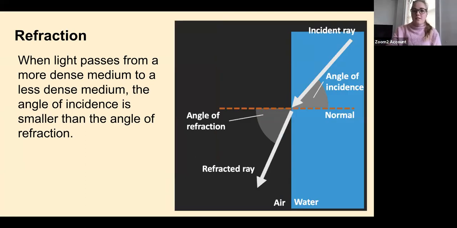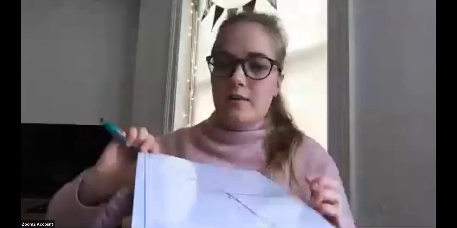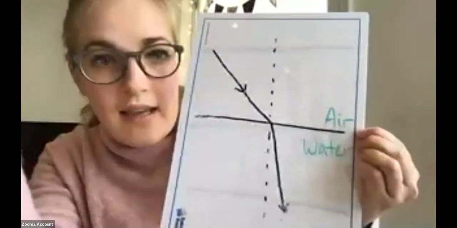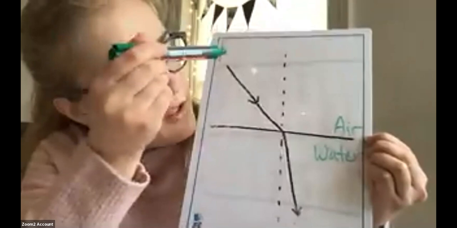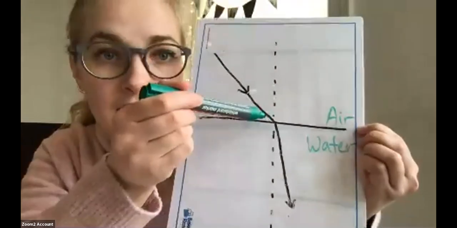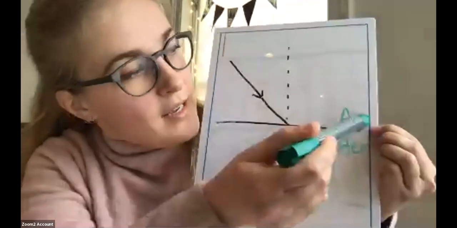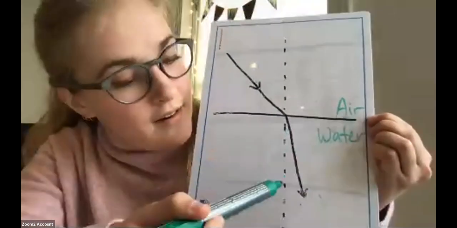But when light passes from a more dense medium to a less dense medium, the angle of incidence is smaller than the angle of refraction. I'm actually going to just stop sharing my screen again so I can use some diagrams to show that. Here I've got a diagram again that's showing how a ray of light is traveling through the air, and then it's meeting the boundary between air and water. Here's my boundary, and then I've got my normal line again here.